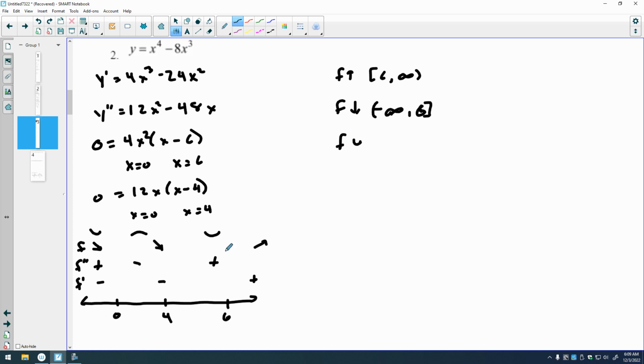All right, concave up, where f double prime is positive. So looking at f double prime now, because it's concavity. So from negative infinity up to 0, and between 4 and 6. Remember that U simply means we're putting these two sets together. We're unioning these two sets together. Concave down from 0 to 4, and that's it.